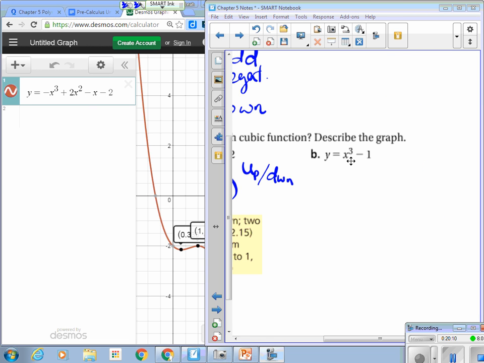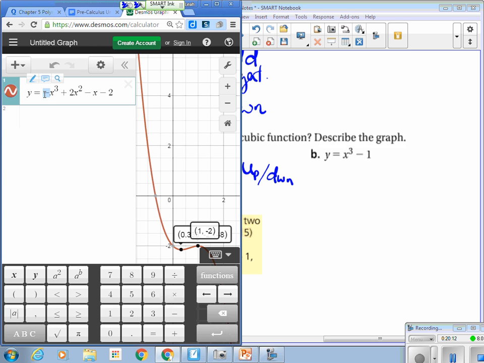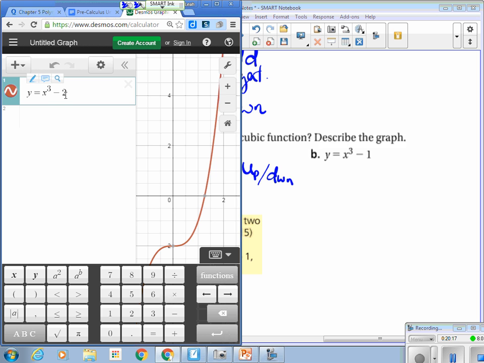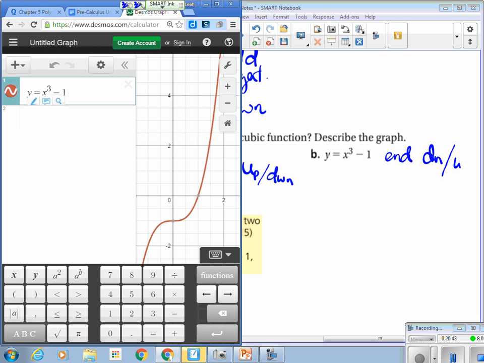All right, so let's do this graph. I don't really even need to graph it, but I'm going to so that I don't have to draw it by hand, because I'm not so good at drawing graphs by hand, freeform. So we have an odd function, but the a value, our coefficient in front of it, is positive. So we are a down-up situation. So our end behavior is down, up.